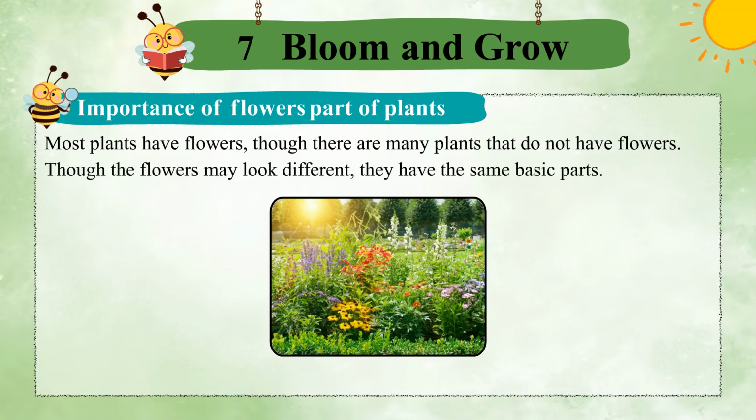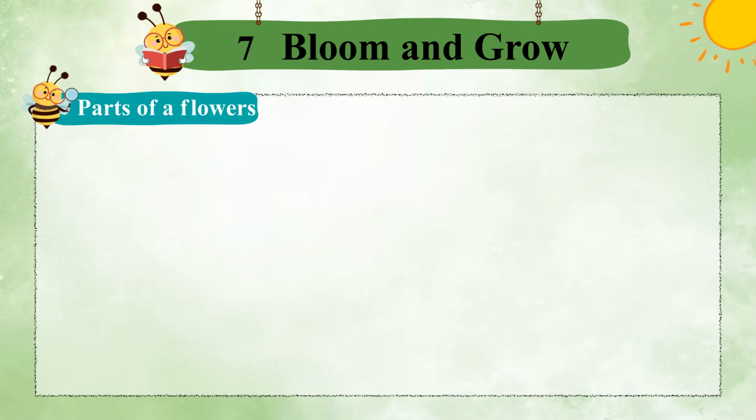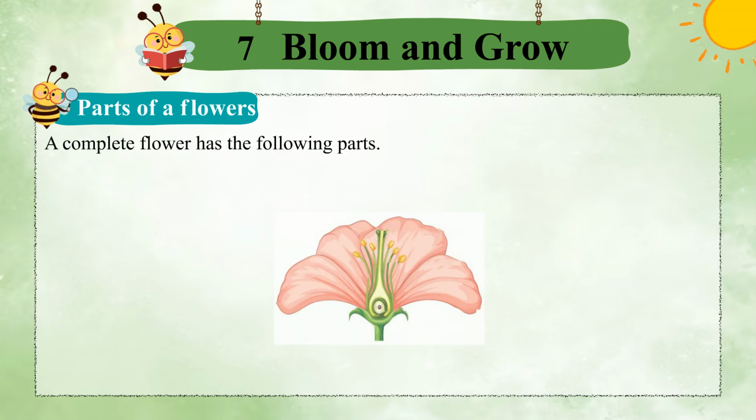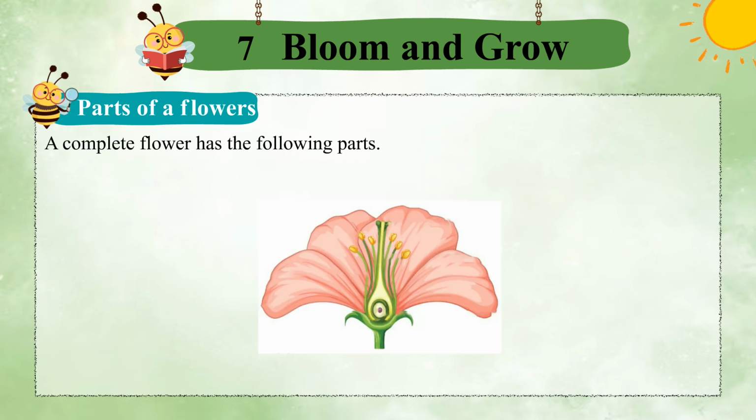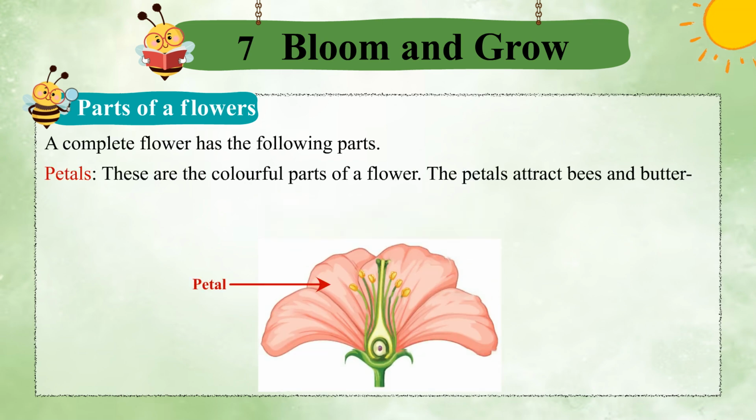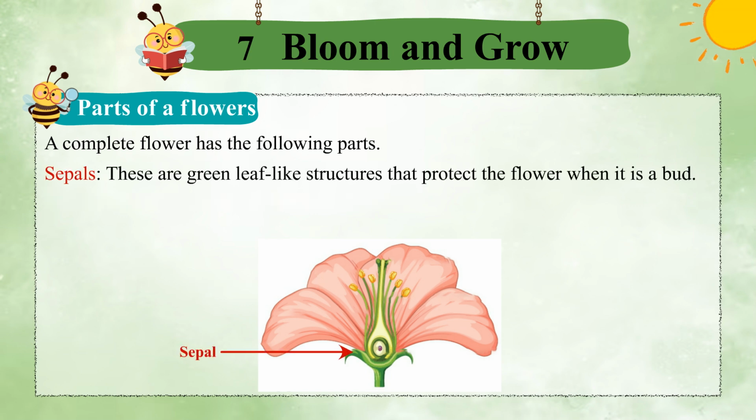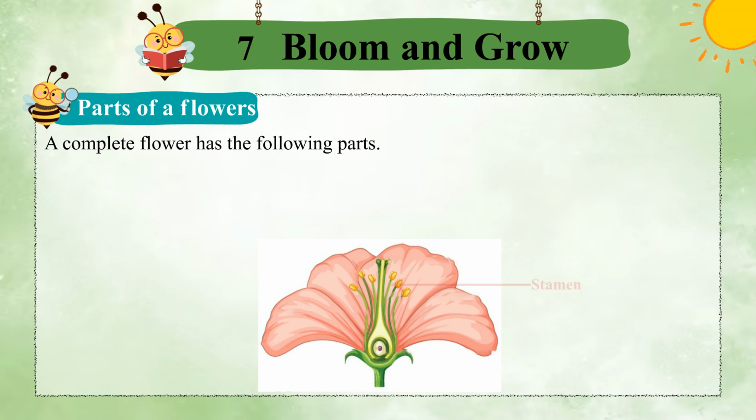Though the flowers may look different, they have the same basic parts. Parts of a flower. A complete flower has the following parts. Petals. These are the colorful parts of a flower. The petals attract bees and butterflies with their bright color and pleasant smell. Sepals. These are green leaf-like structures that protect the flower when it is a bud.